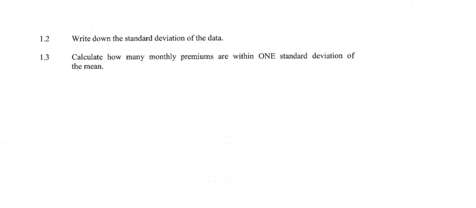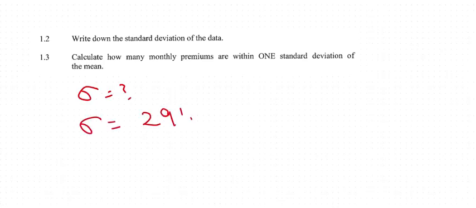Now, the second question is 1.2: write down the standard deviation of the data. We calculate this using the statistical calculator. The standard deviation is approximately 291.03. So the standard deviation, sigma, equals 291.03.